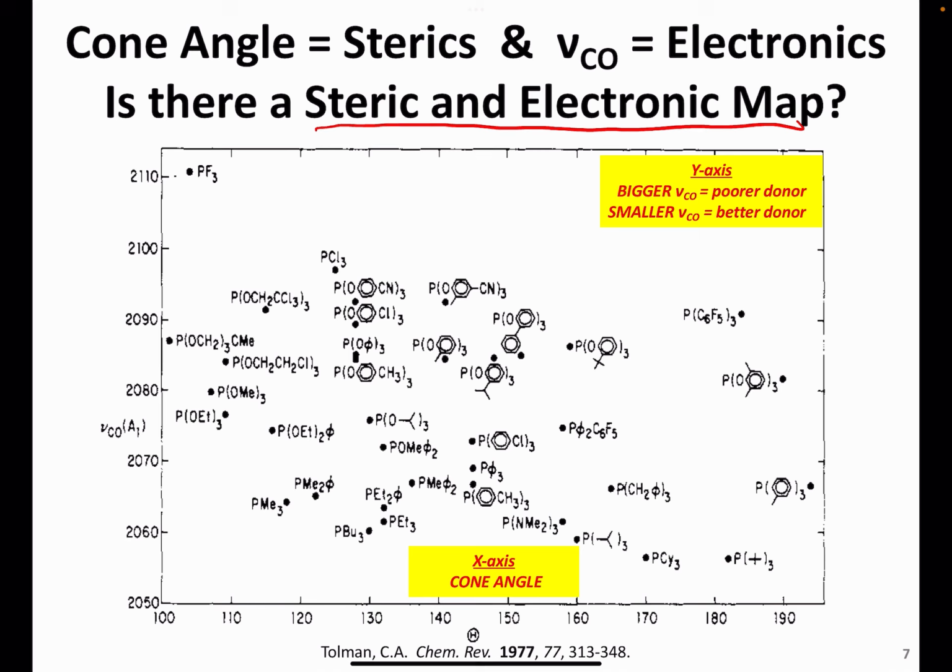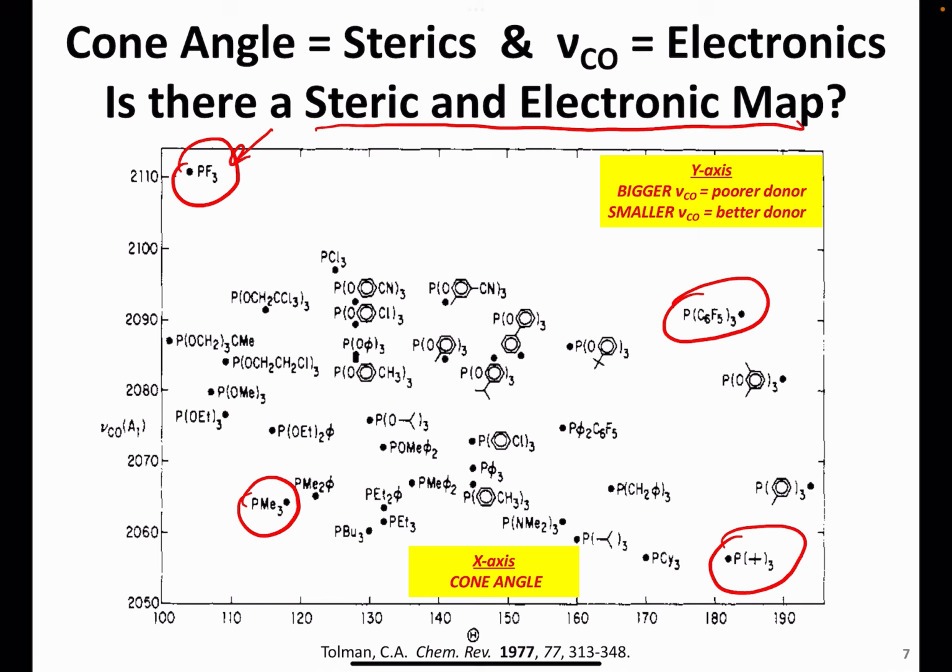Well, I'd focus on the corners of the map. You have trifluorophosphine, trimethylphosphine, tris(pentafluorophenyl)phosphine, and tri-tert-butylphosphine. That's not a plus sign, that's a tert-butyl ligand. And so when you look at these, you can already intuitively figure out what kind of phosphine they are.